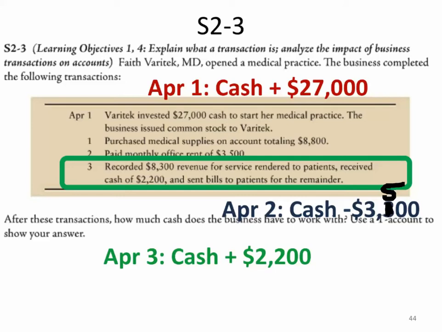So when we're answering the question, how much cash does the business have to work with, we've got the beginning balance, we've got the 27,000 we got on April 1st. We have the cash we spent on April 2nd of 3,500, and then we have the cash we received on April 3rd of 2,200.